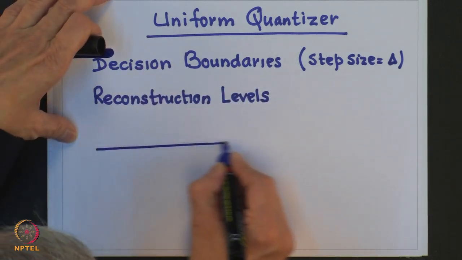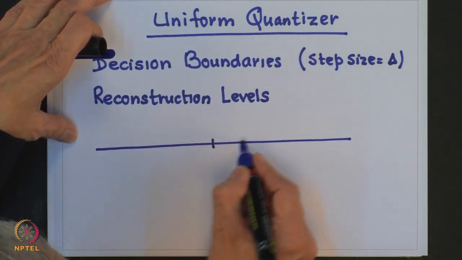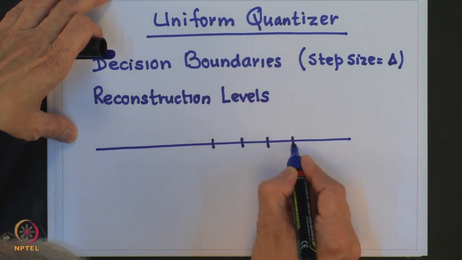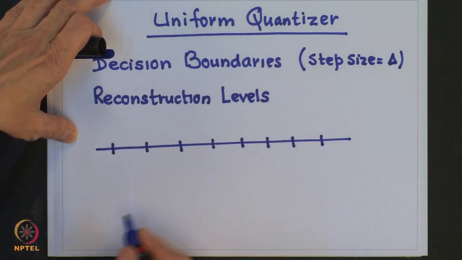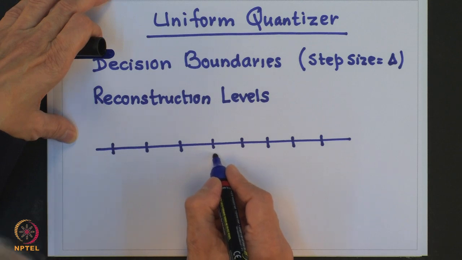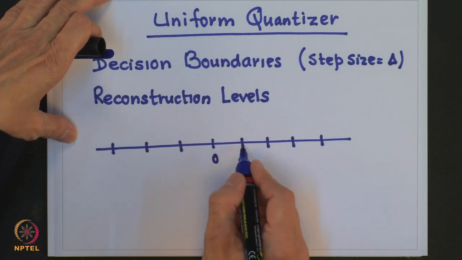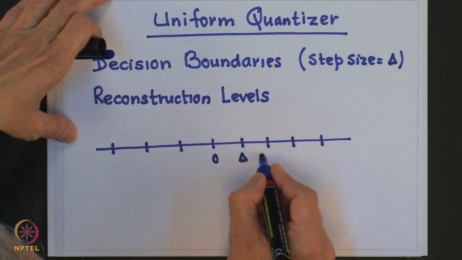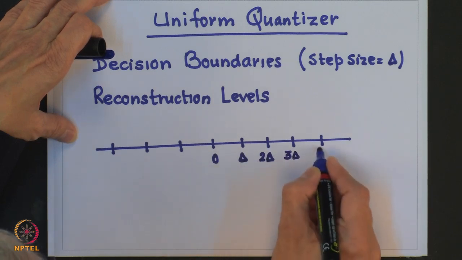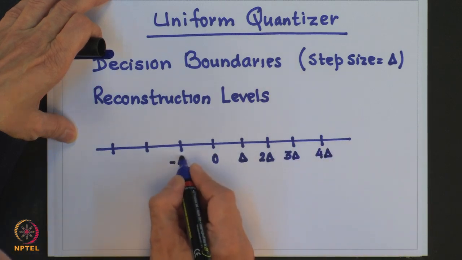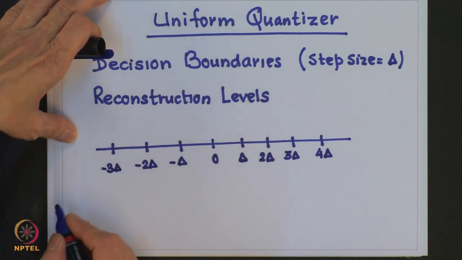So, pictorially this will look something like this. We have the intervals which are all equally spaced. So, let us denote this as the 0th point. The next boundary from here would be equal to delta. The next ones would be 2 delta, 3 delta, 4 delta, and similarly you will have minus delta, minus 2 delta, minus 3 delta.